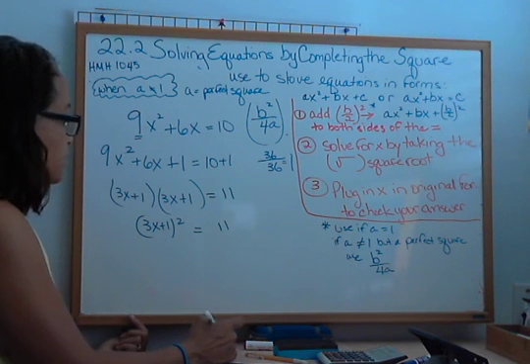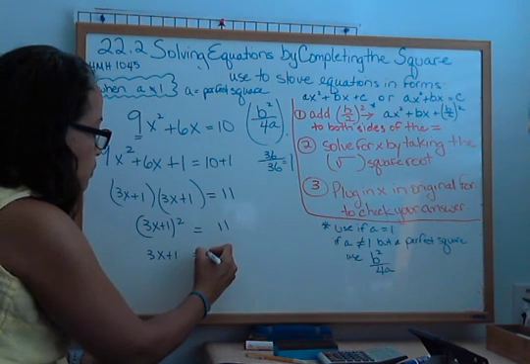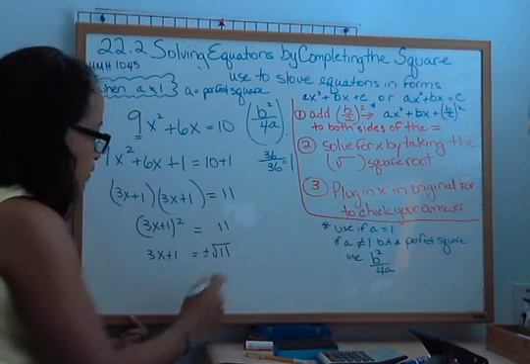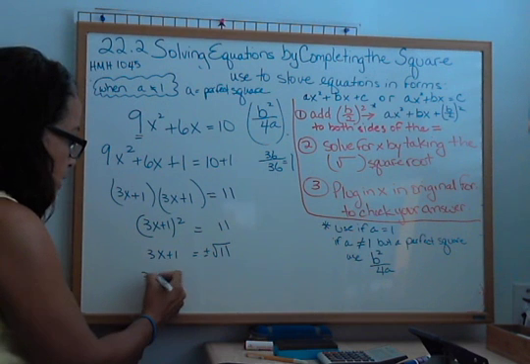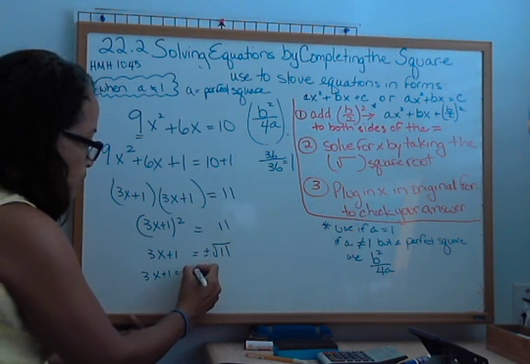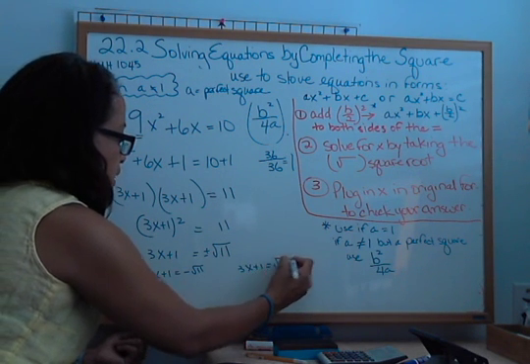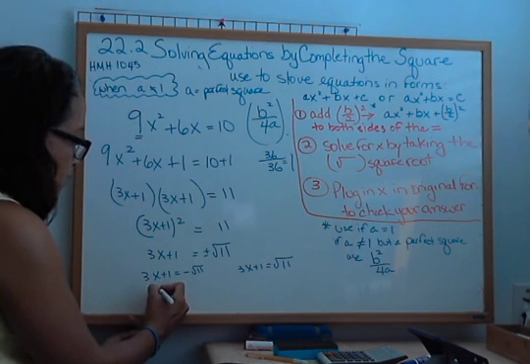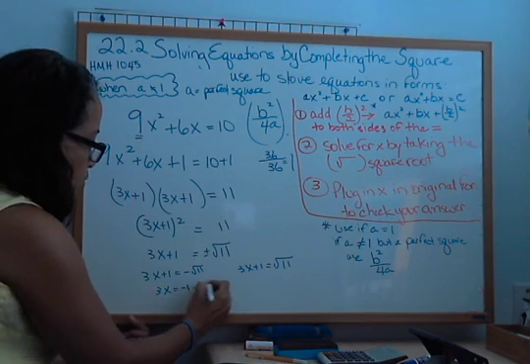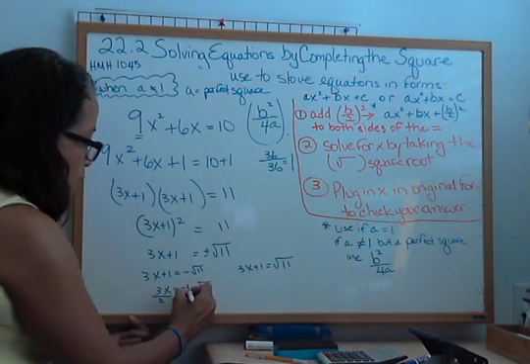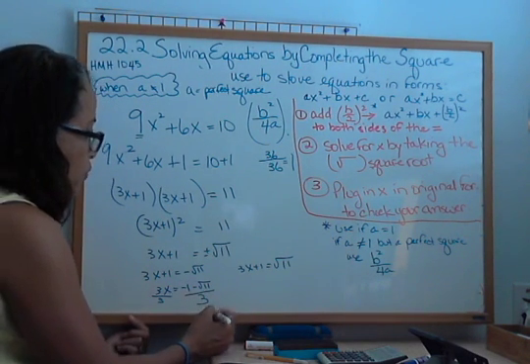So now I need to take the square root of both sides. 3x plus 1 is equal to plus or minus the square root of 11. And I'm just going to solve this now. 3x plus 1 equals negative square root of 11, or 3x plus 1 equals positive square root of 11. And solve for x. I take over the 1. 3x is equal to negative 1 minus square root of 11, and then divide by 3, and that's my answer for x. Negative 1 minus the square root of 11, over 3.